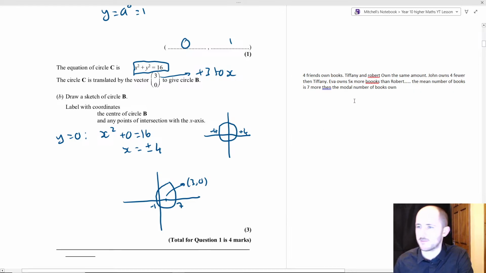Let's try this question then from Evie. So 4 friends own books. Tiffany and Robert own the same amount. John owns 4 fewer than Tiffany. Eva owns 5 times more than Robert. The mean number of books is 7 more than the modal number of the books owned. What is the range of the books they own? Need to work out the range. Ah, okay. Yeah, I did miss that bit. Thank you.